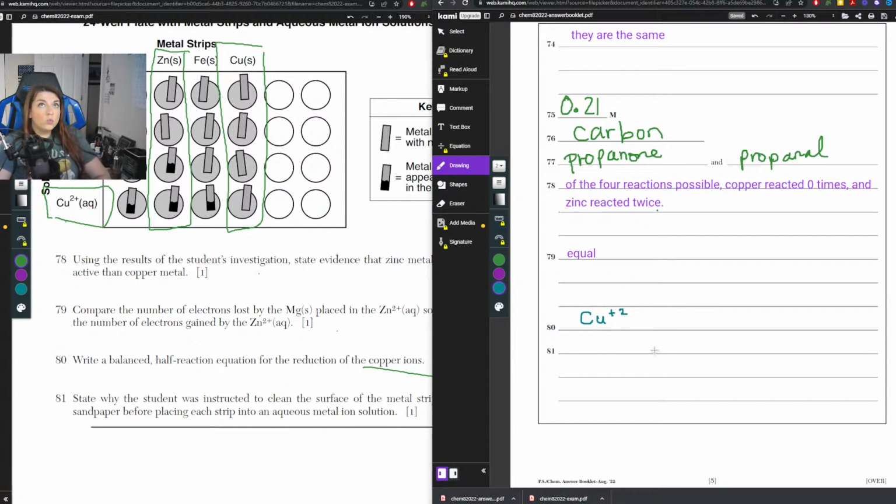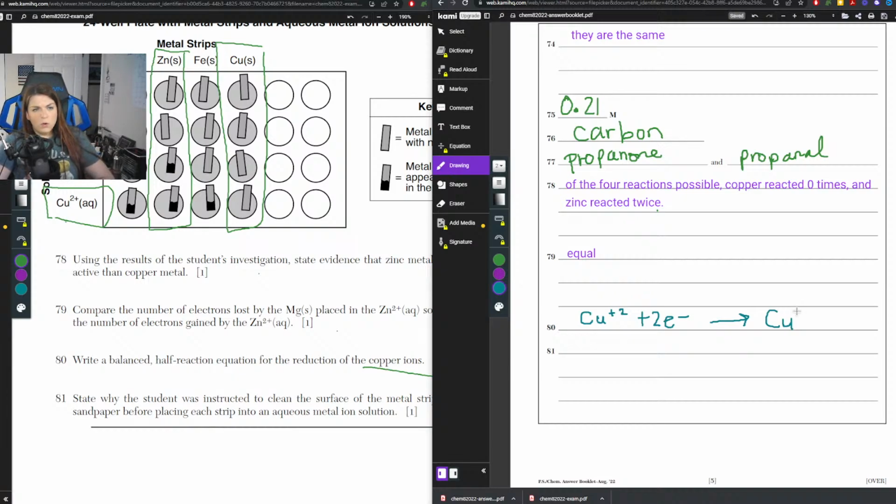So if we are reducing, we are losing electrons, which means they're coming out. Right? No, we're gaining. Reduction is gaining. We're gaining 2 electrons. And then we are going to become a copper atom. You can put a little 0 there if you like.